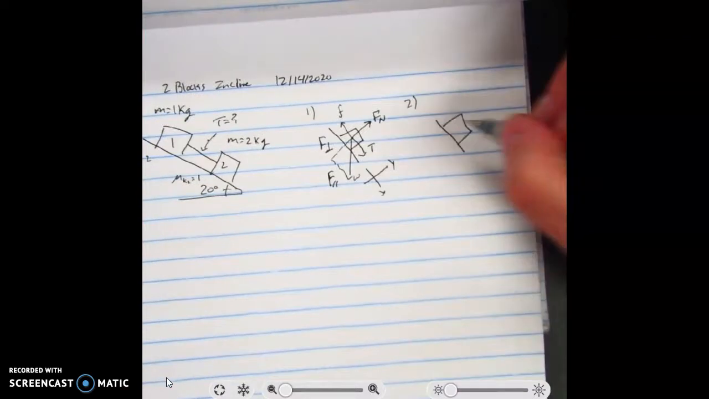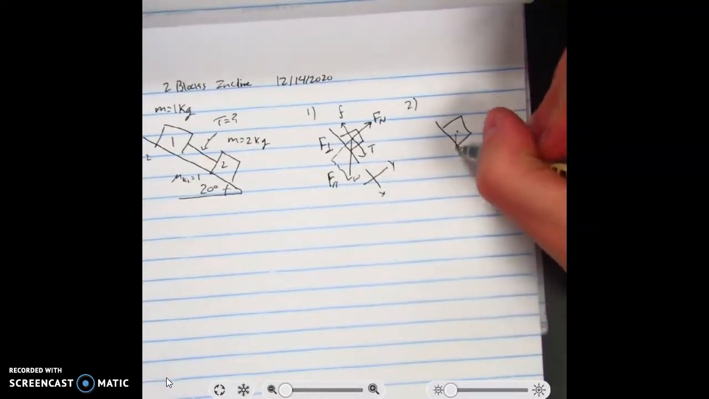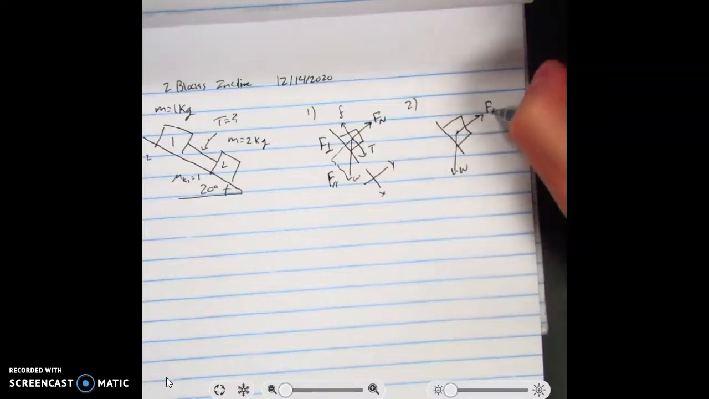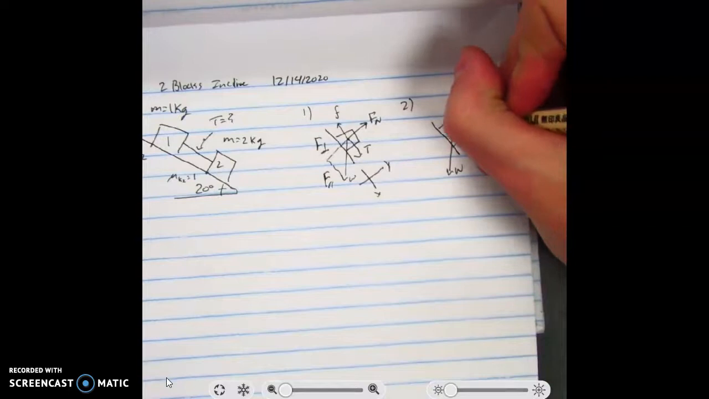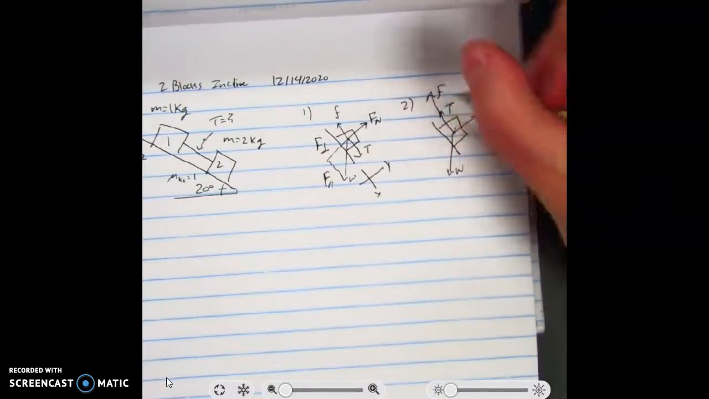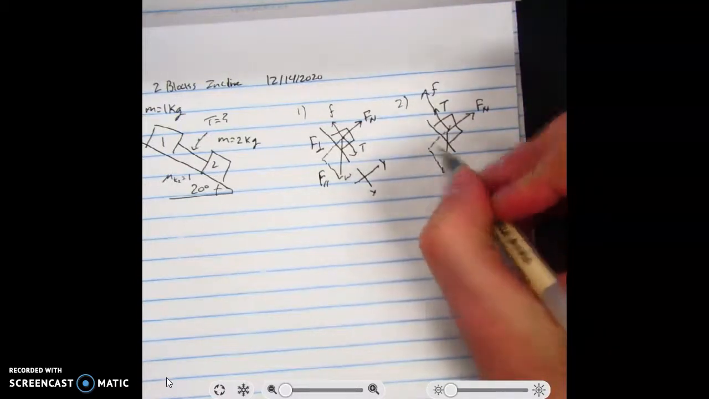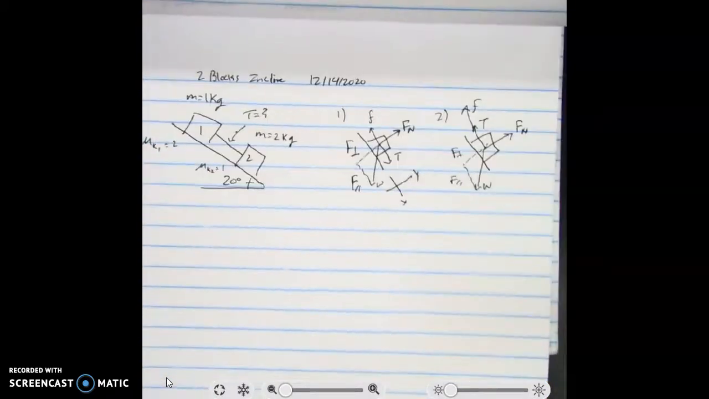Now for object 2, its free body diagram is going to be like 99% the same. We have weight going down, and normal going perpendicular to my surface. The change is tension. Tension's on the left side here, going up the incline, and then we also have friction going up the incline. Let's add in force perpendicular and force parallel. Okay, so free body diagrams are all said and done.